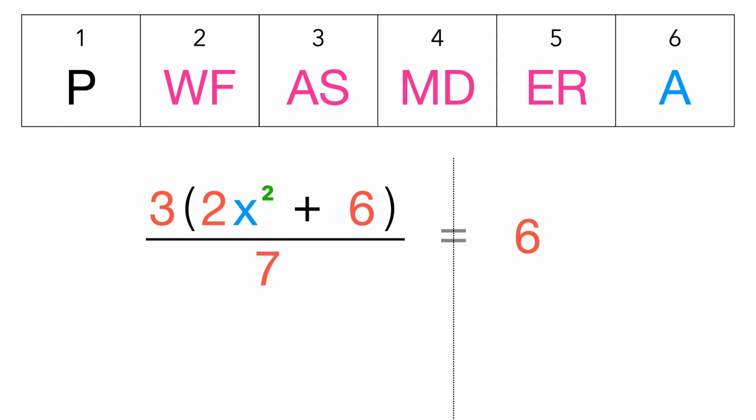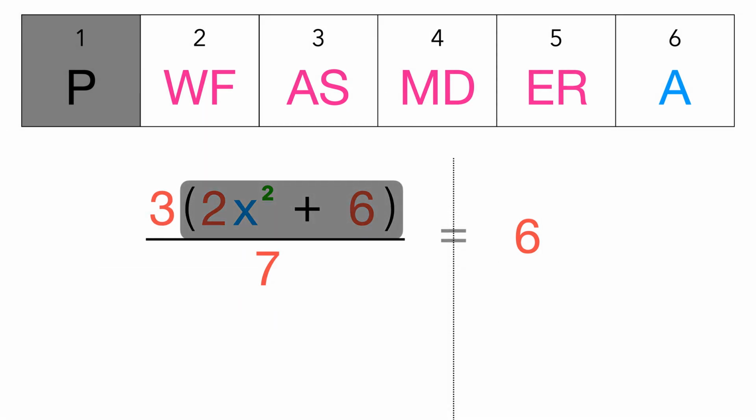So first, let's look for parentheses. Are there any parentheses? Yes, there is parentheses right here. And so that's the first thing we want to get rid of, those parentheses. And again, remember the P is in black, not pink, because this is the only time we're not going to be doing algebra to both sides. We're just going to get rid of the parentheses on the left side.